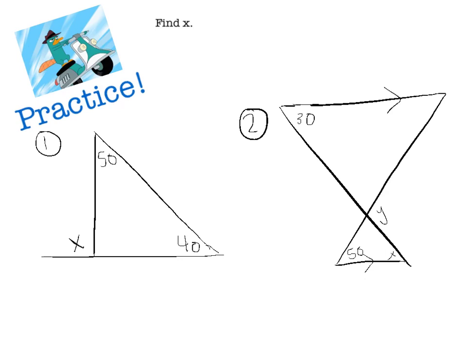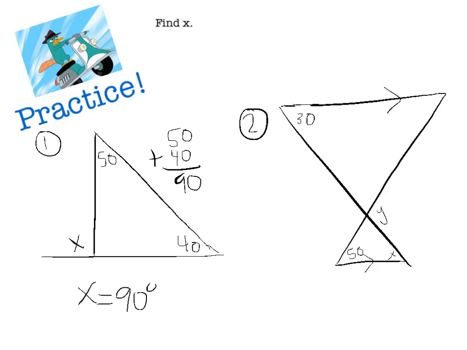So you should have paused. Let's see how you did. What I noticed first is that this is the exterior angle, and they've given me the two remote angles. So these two remote angles, if I add them together, that should be the sum of the exterior angle. So if I just take 50 and 40 and add it together, I'd get 90 degrees. X equals 90 degrees. What about our next one?